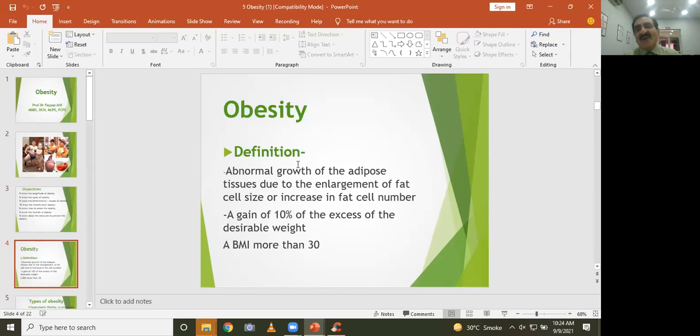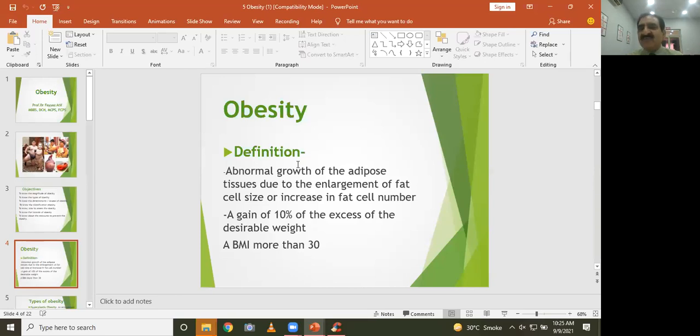What is obesity? Who are the obese persons? What happens in the person? Obesity we can define as the abnormal growth of adipose tissue, the fatty tissue. A person may appear obese due to muscular tissue, or due to retention of water, or due to edema. But what is obesity? Obesity is actually the deposition of fatty tissue in the body.